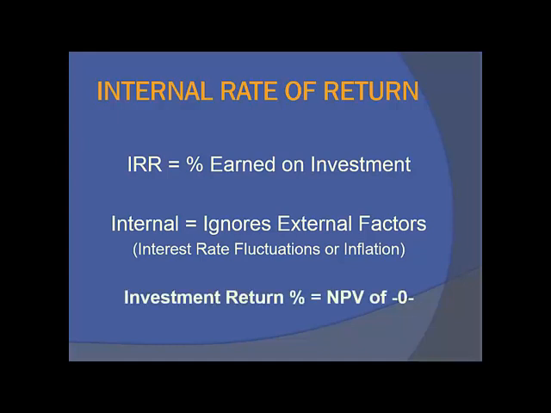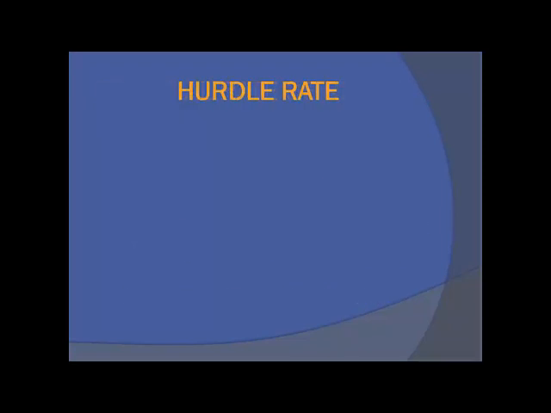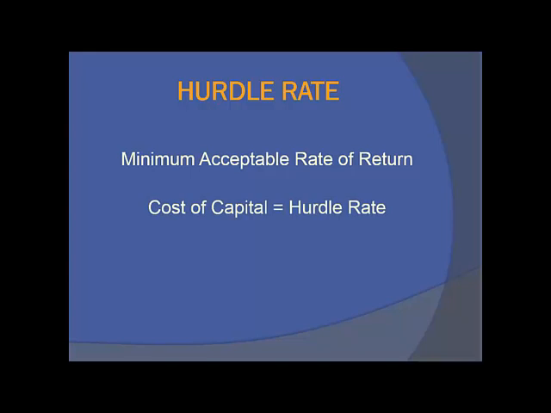Another easy way to remember this, and it's probably a good way to think of it: the investment return percentage is the return you need to get to equal a net present value of 0. You may hear the term hurdle rate. This means it's the minimum accepted rate of return. The cost of capital is your hurdle rate. So think of this: if you spend $75,000 on an investment, your hurdle rate is that you want to at least get that much back. And of course, hopefully more, but that is your hurdle rate. You've got to get to that point.